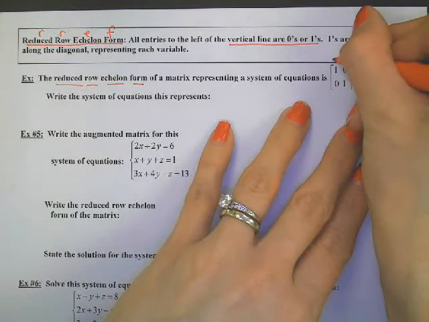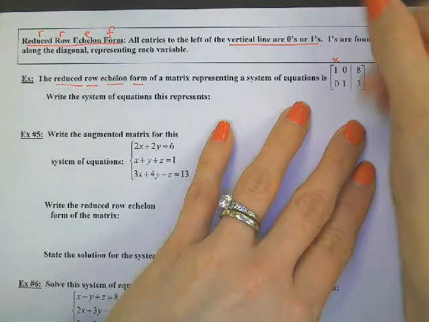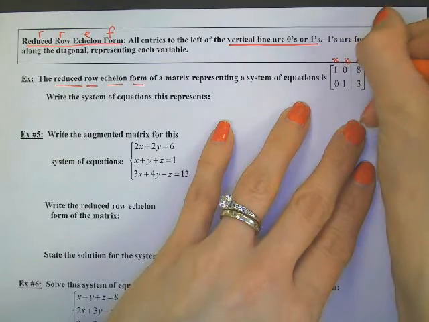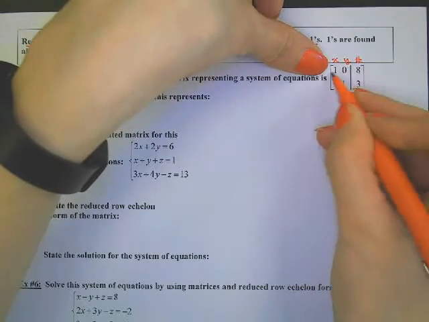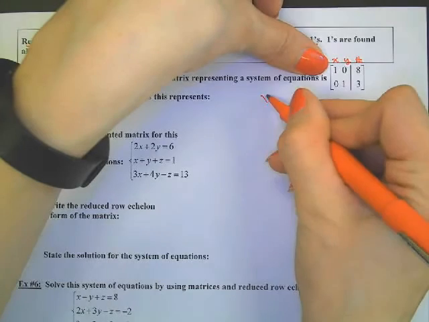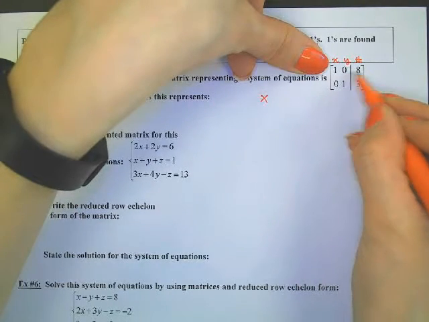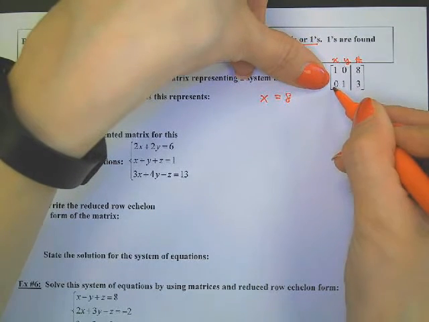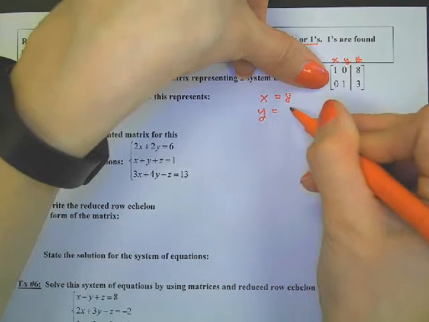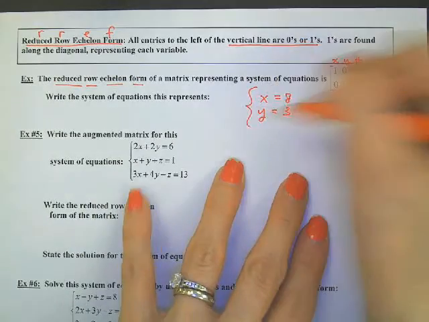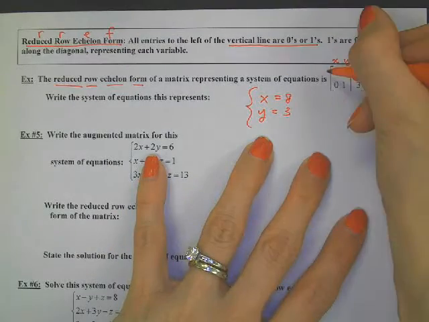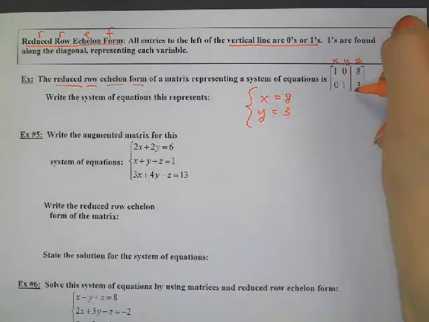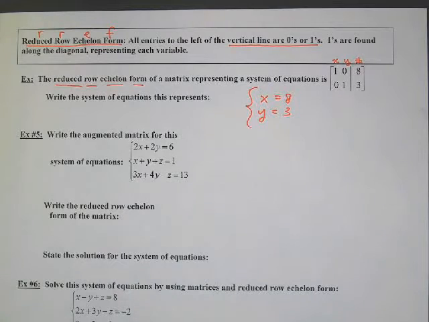So let me show you what this means. If this is the x column, and this is the y column, and here's the number column, this first line right here says 1x, no y's, equals 8. And then the next one, there's no x's, 1y equals 3. So if you have it in this form, you essentially have the answers for x and y. Each row there only has one variable. Okay, let's practice this a little bit.